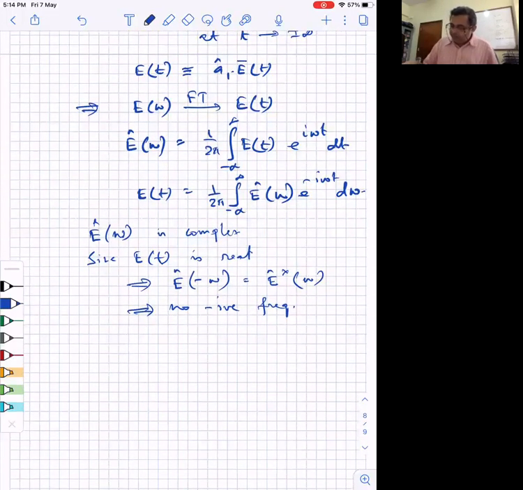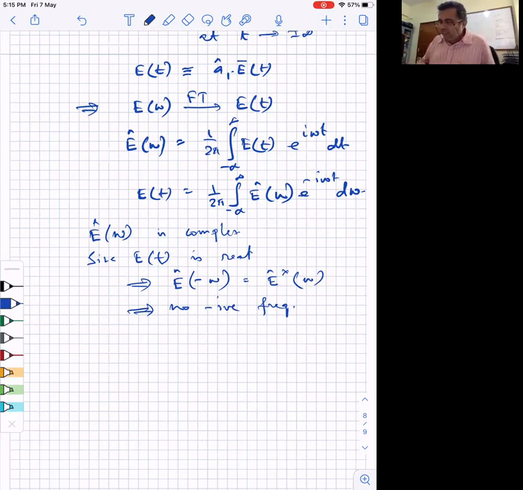Because E of t is actually real, because I can measure the electric field at some point of time, right? And that tells you that your frequencies cannot be negative, which is also something you should expect. Frequency is how many times something is happening; it cannot go negative. If E of t was not real, if we took it as complex, then of course there is no constraint on your frequencies.